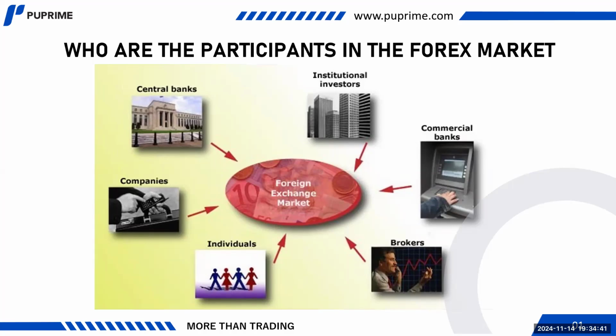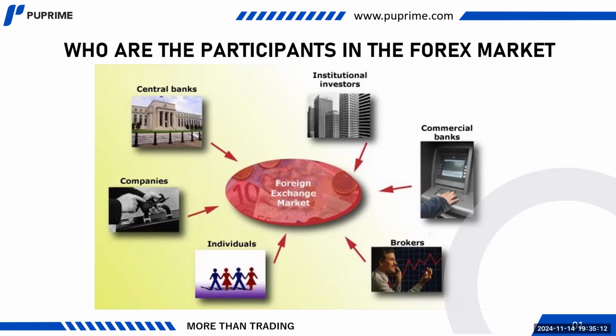Then the other participants in this market are retail traders, that is individuals like you and myself. We are all retail traders or individuals in this market. And how we make money or how we contribute to this market is largely through what is called speculation. That is, we anticipate a fluctuation in prices. We anticipate when prices are going up, we buy to make profit. And when we see price coming down, we sell, to make profit. That's how we participate in this market.